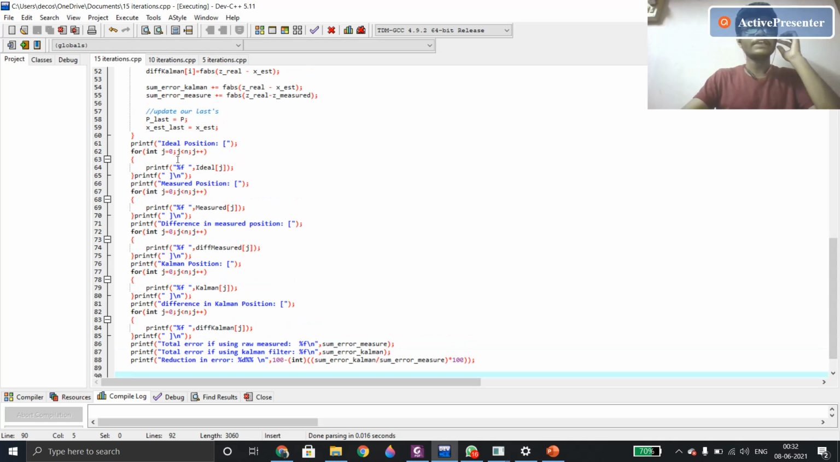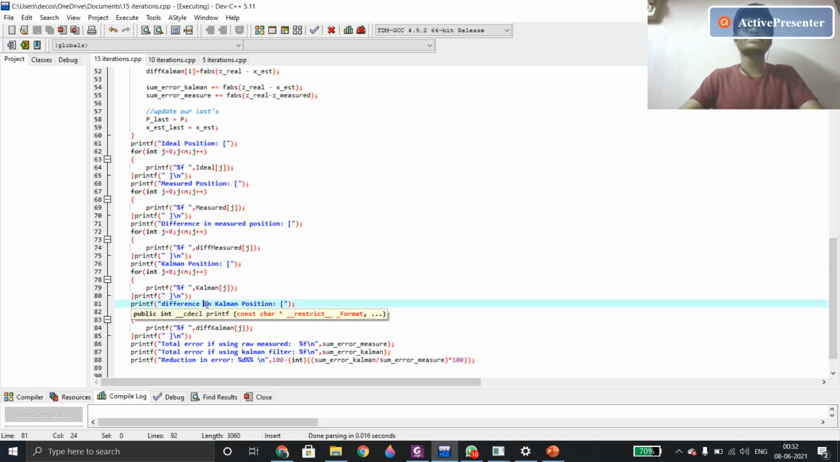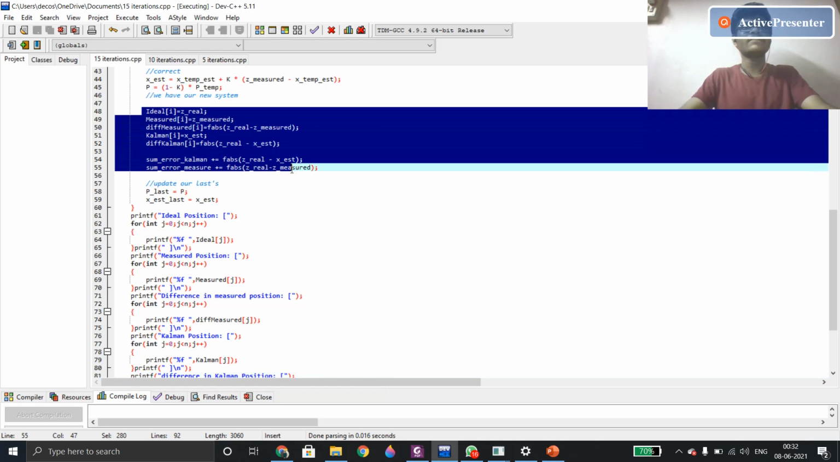So basically, ideal position is nothing but the previous iteration current values. Measured position is nothing but the current iteration sensor values. Difference in the measured position means current iteration minus previous iteration. Kalman position is nothing but the summation of all the possible values of all the iterations. Difference in the Kalman position is nothing but the error, that is the difference between all the possible iterations minus previous iterations. These are some standard formulas which we took from various research papers, and we implemented these formulas.